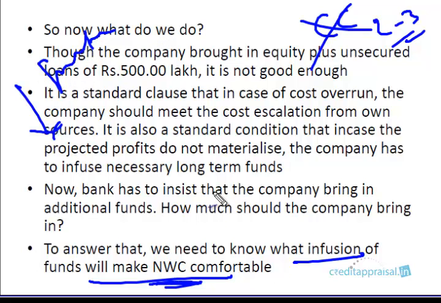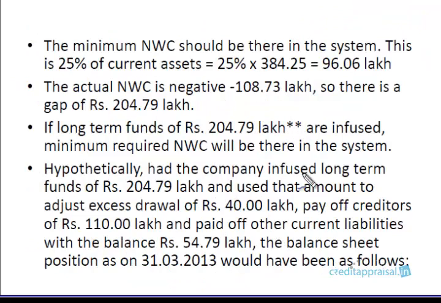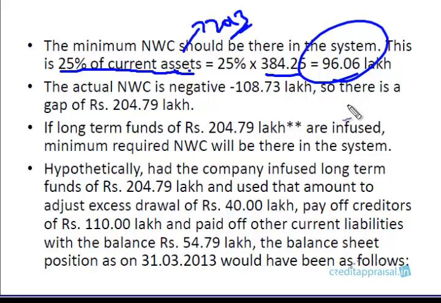Okay, let us see. We know what the minimum NWC is. We discussed this earlier in the chapter on assessment of working capital: 25% of current assets for large companies. So let us calculate 25% of current assets. We know the current assets as on 2013 because the actual balance sheet is out. That is 384. 25% is 96. So this is the minimum NWC.